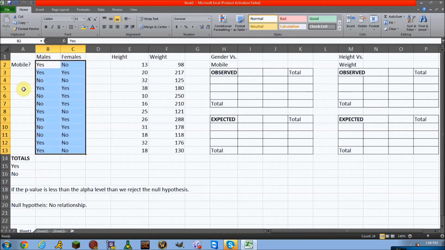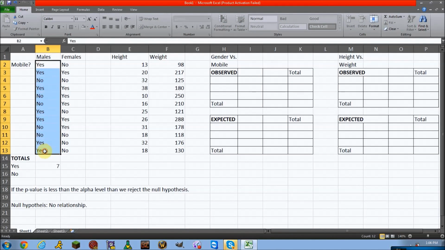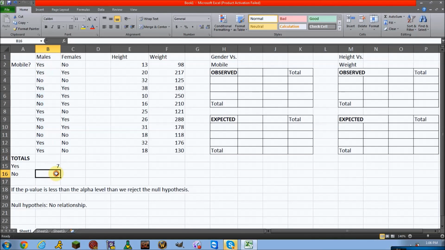So the first thing you want to do if you have descriptive data like this is count up your totals. So I'm going to count my yeses. How many males have a mobile device? 1, 2, 3, 4, 5, 7. So 7 have one, and since I know that there are 12 entries here, 12 minus 7 is 5, so 5 say no. Same with females. 1, 2, 3, 4, 5, 6. 6 say yes, so that means 6 also say no. So now that we have our totals, we can use this to place in our table right here.